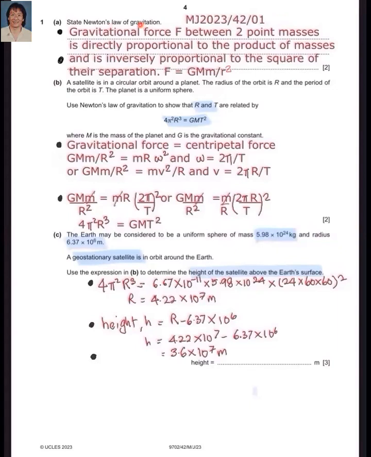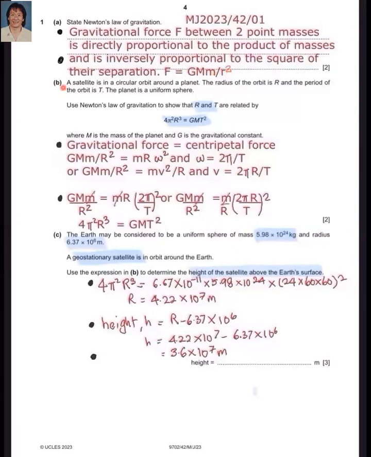Newton's law of gravitation states that the gravitational force between two point masses is directly proportional to the product of the two masses and is inversely proportional to the square of their separation. Therefore, the formula for gravitational force is F equals G big M times small m over r squared.